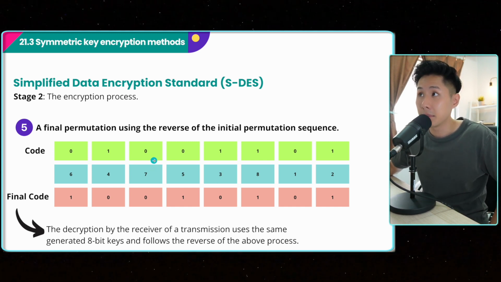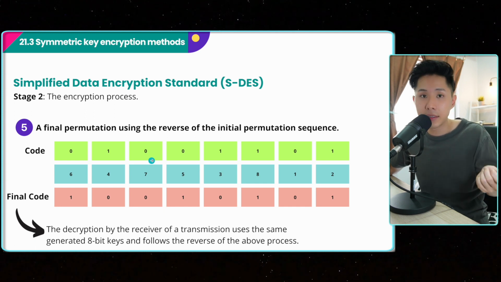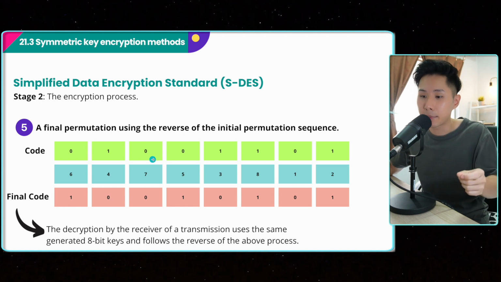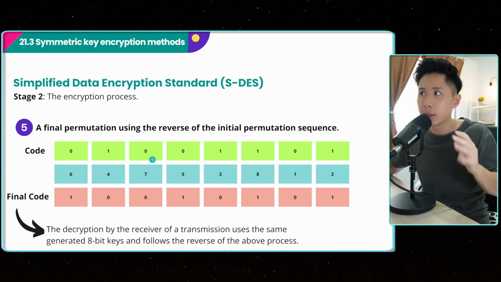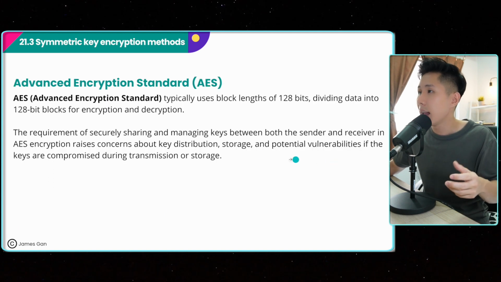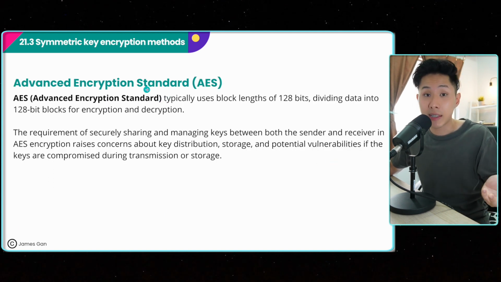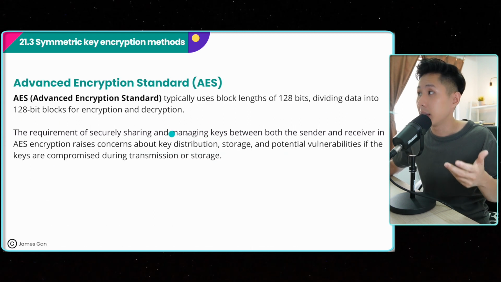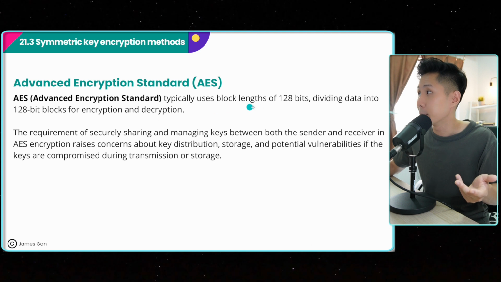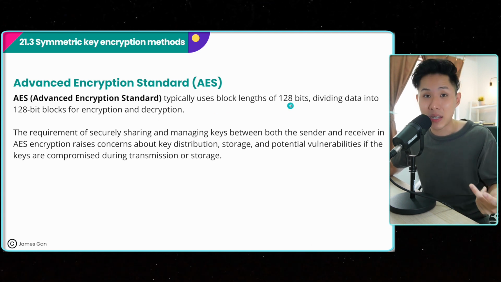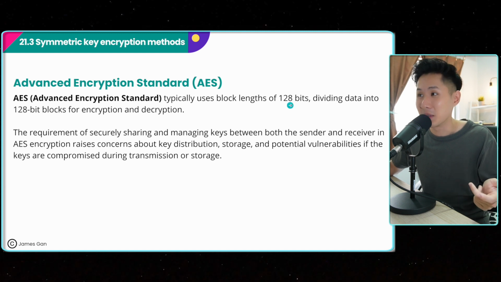As you can see from this process, both the sender and the receiver are using the same key. So that's just one aspect of why we say symmetric encryption can be quite unsafe. And in the Advanced Encryption Standard, previously we were doing the simplified one, but in the advanced standard, they use a block length of 128 bits, which is a lot bigger than what we just did.